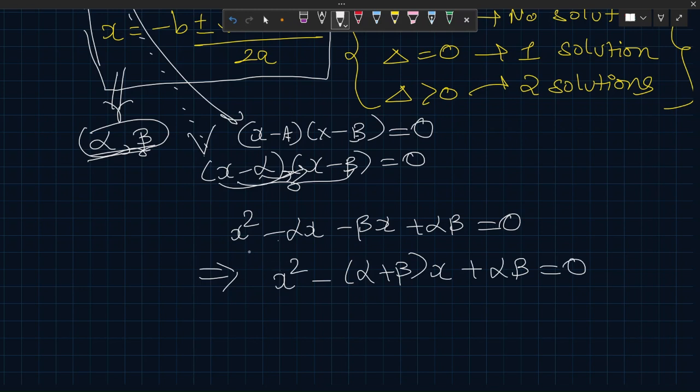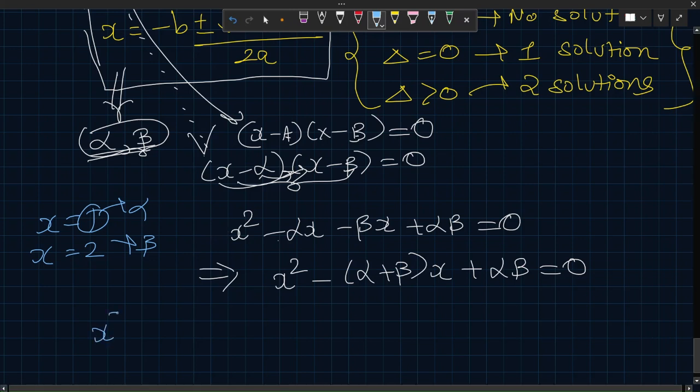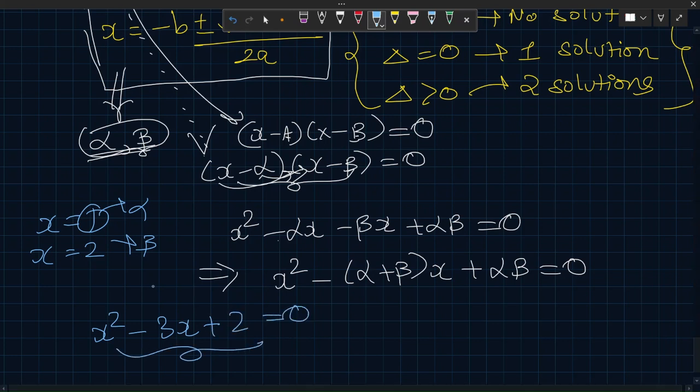So if alpha and beta are the roots of the quadratic, if you know the roots of the quadratic equation, so if somebody tells you that x equal to 1 and x equal to 2 are the roots of the quadratic equation, so this is alpha, this is beta, you can actually find out what the original quadratic equation is. So your original quadratic equation will be x squared minus (alpha plus beta), it's 3, x plus alpha into beta. This is the quadratic equation. So given the roots of a quadratic equation, you can tell what is the original quadratic equation whose solutions are these.